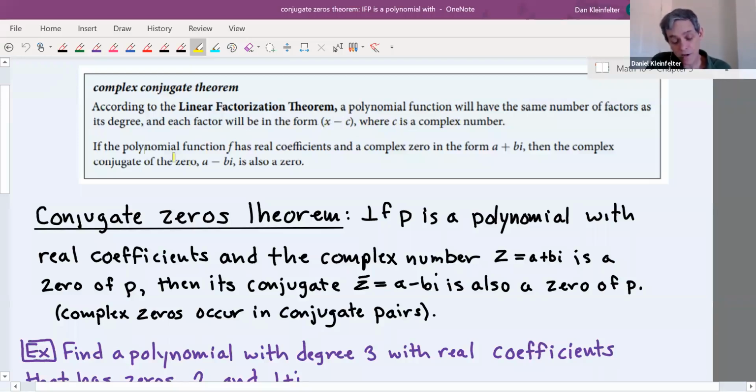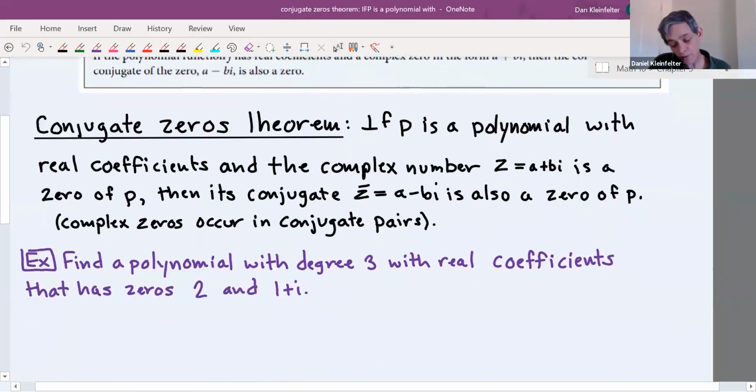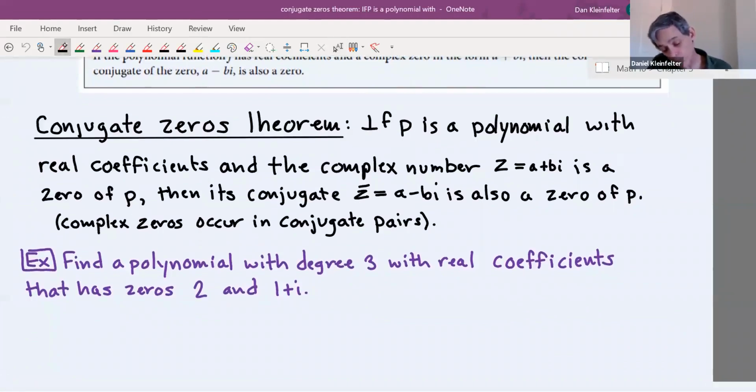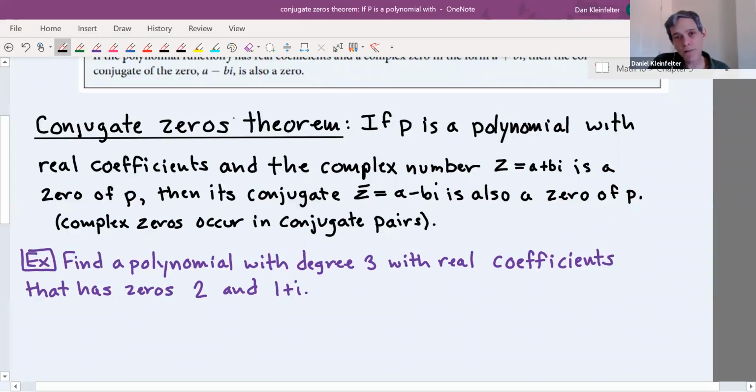And then furthermore, and this is the part that is important for this section right now, if you have a polynomial with real coefficients, and all of ours will, and you have one complex zero, a plus bi, then its conjugate, a minus bi, is also a zero. Another way of saying that is if you've got a polynomial function p, and you know that a plus bi is a zero, then a minus bi is a zero. Or complex zeros occur in conjugate pairs. Okay?